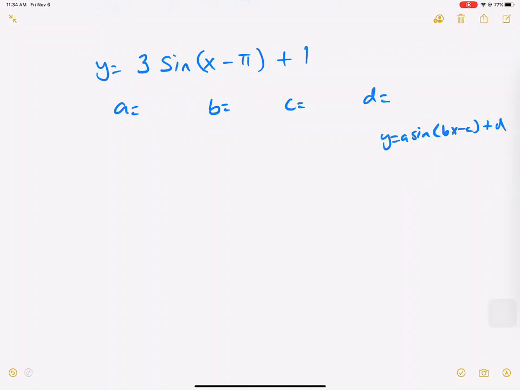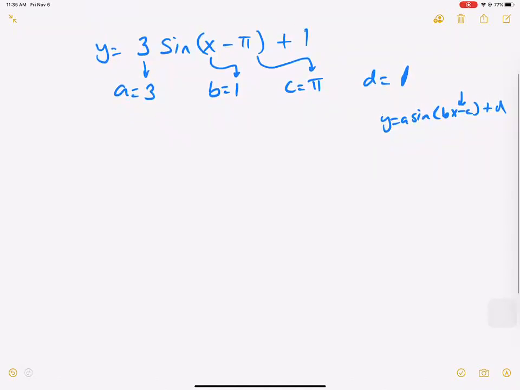So what's our A? A is going to be our 3. B is the invisible 1. C is a positive pi because the negative is already here. And D is a positive 1. That's the only number left over. Okay, so these are the 4 characteristics that we use to graph any sine and cosine graph. And this creates our structure, and we draw our graph within that structure.